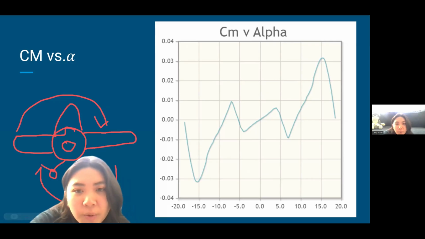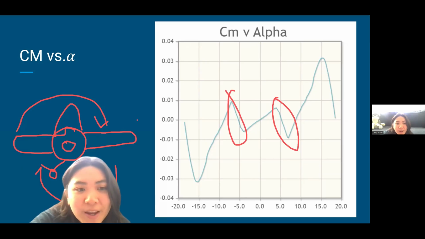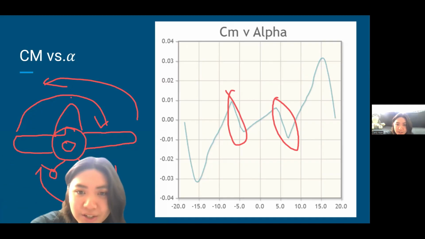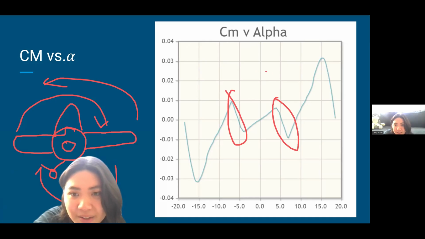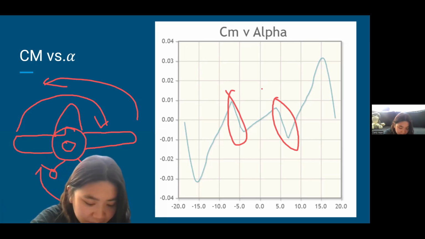In general, you want it to be a negative slope. That is good, because that would mean you'll have a restoring force when it wants to rotate. And that means your plane won't spin out. So you want it to be a negative slope, which this one, I don't know.